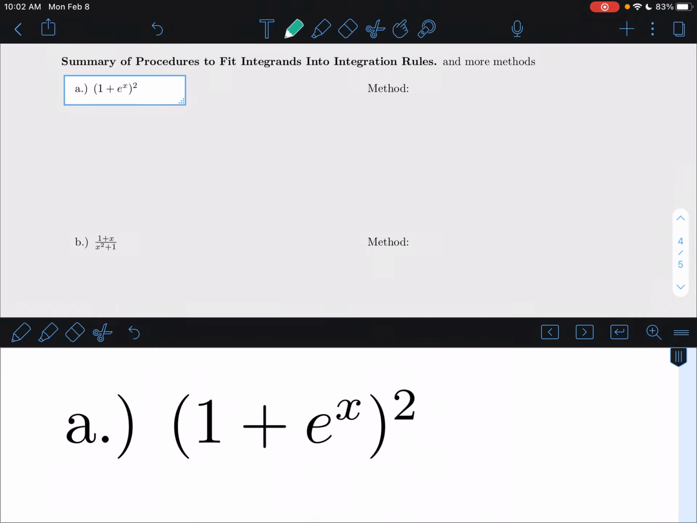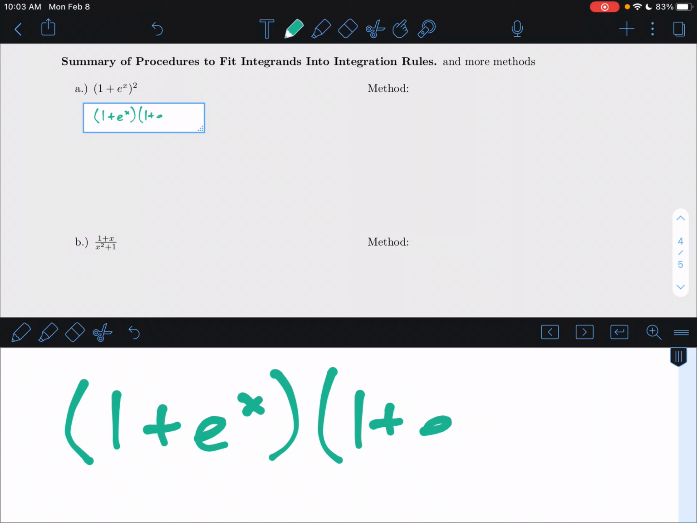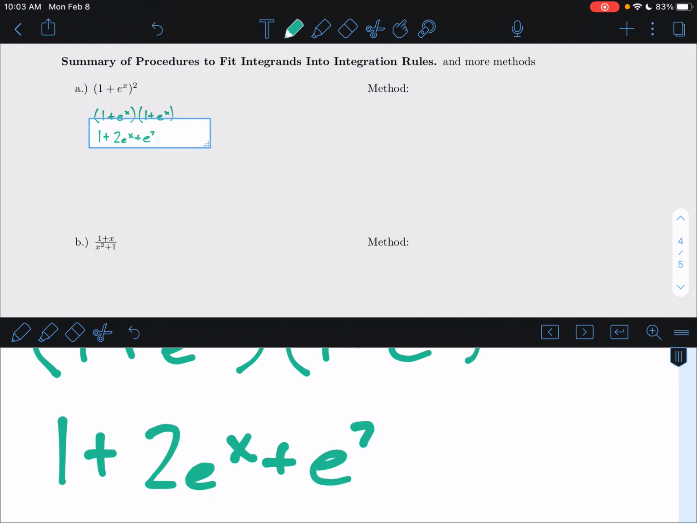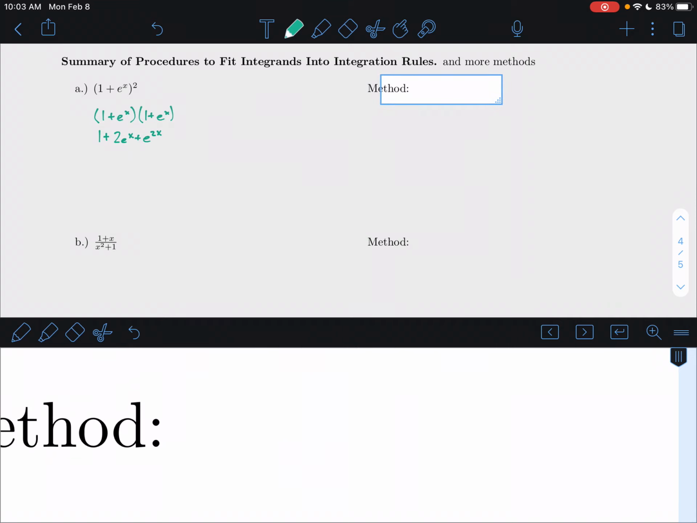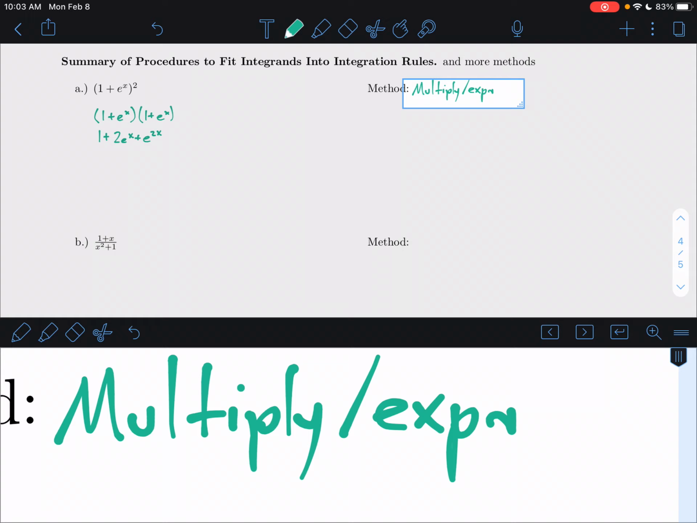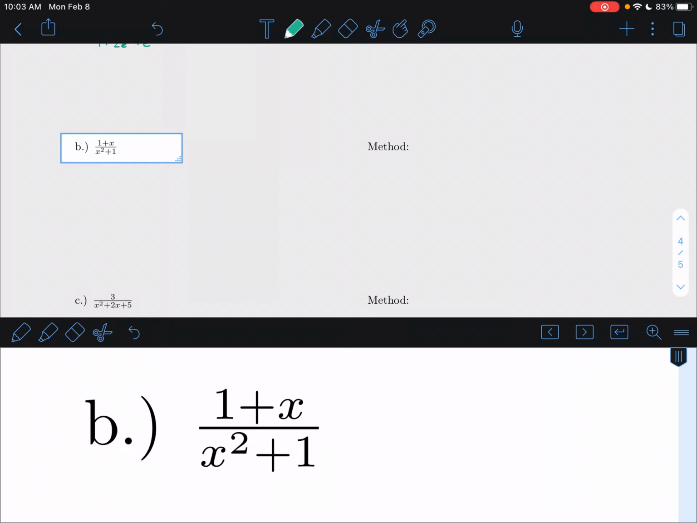So with a problem like this, if I was integrating this, what I would probably do here is multiply these out. I would have 1 plus e to the x times 1 plus e to the x. When I multiply that out, I'm going to have 1 plus 2e to the x plus e to the 2x. So my method was multiply or expand. So there's a method we can use. And there are going to be more methods that I'm not listing here, but there are some.